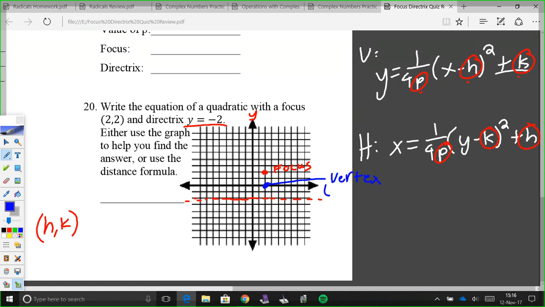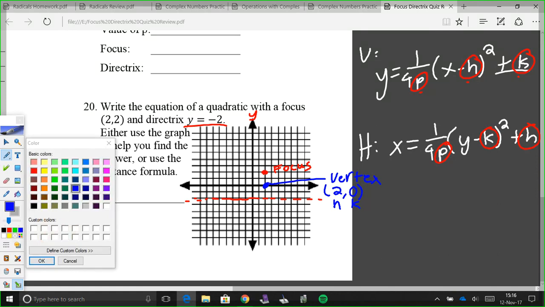That is the point, what is it? (2, 0). It's 2 on the x-axis, 0 for y. So it's h and k. h is 2, k is 0. I'll keep that in mind. I'll be plugging those numbers in a second.